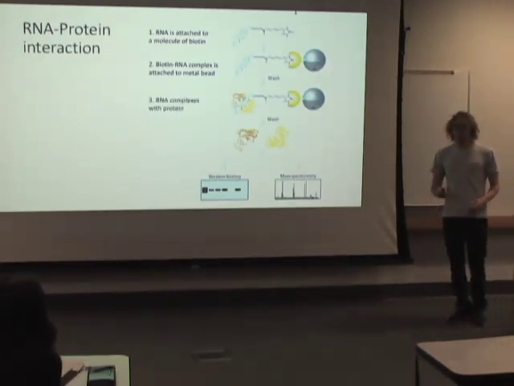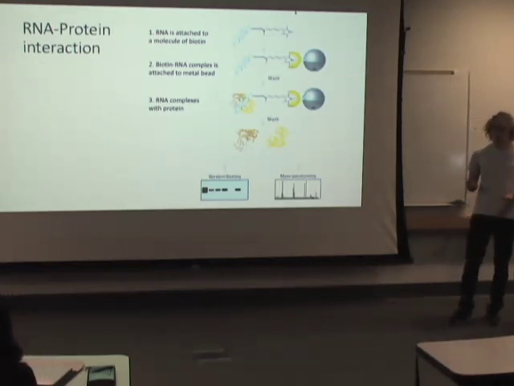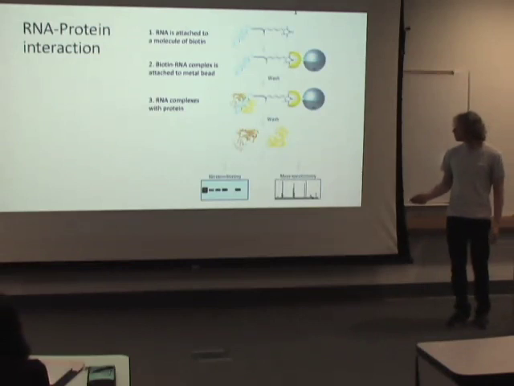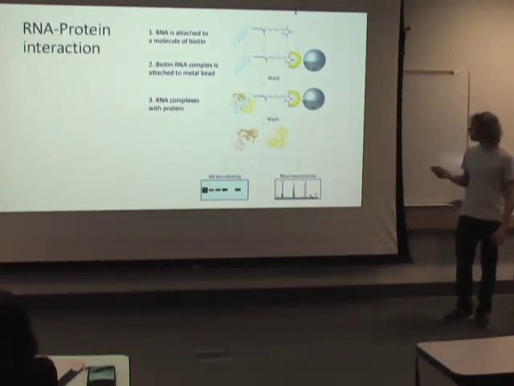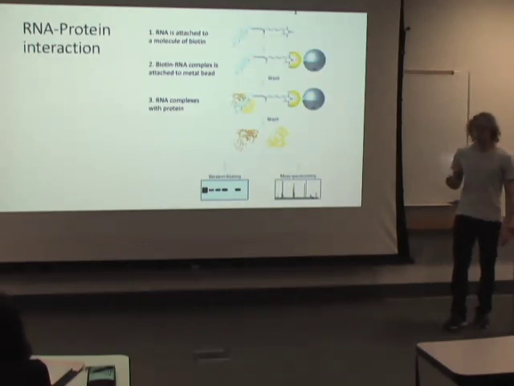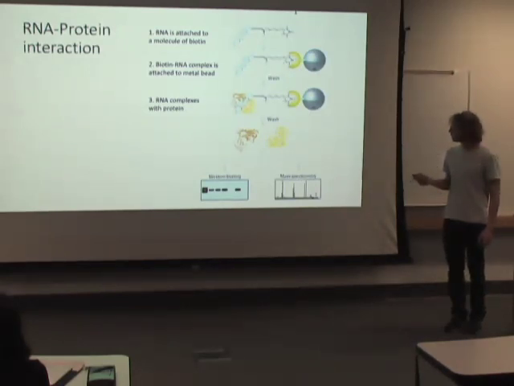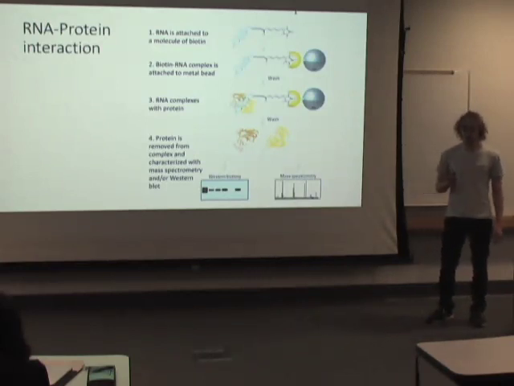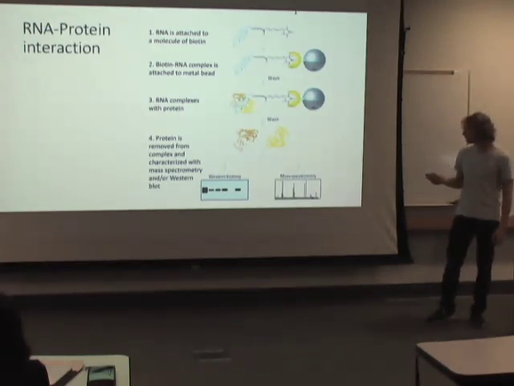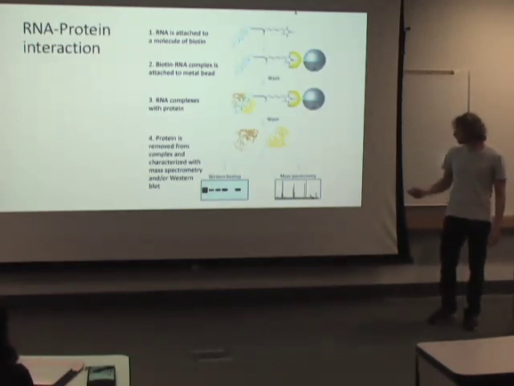The next step is that we lyse some human cells, or any type of cell line that would be susceptible to a Zika virus infection, and run the lysate over this whole complex over here. Any proteins that have interactions with the 3' UTR will form a secondary complex. And then from there on, we can wash out the proteins that are attached to the secondary complex and characterize them with Western blot and mass spec.